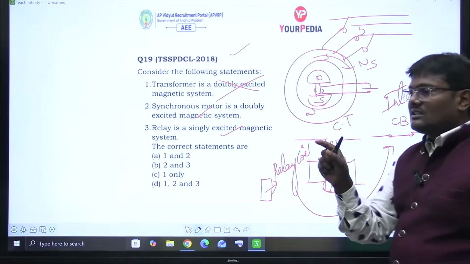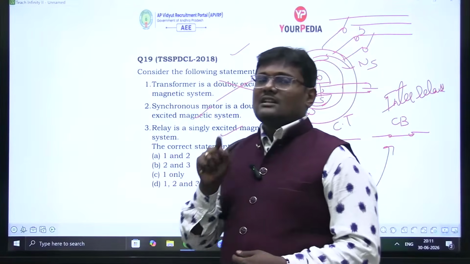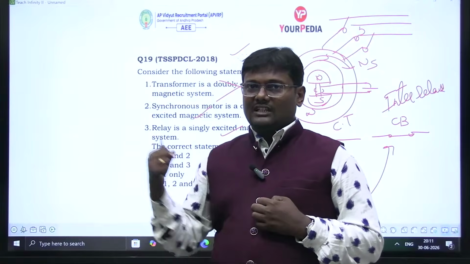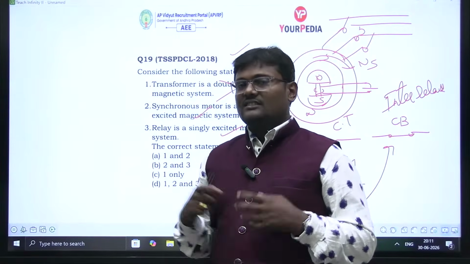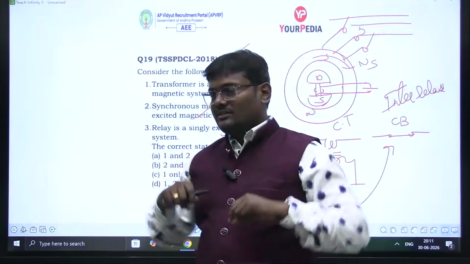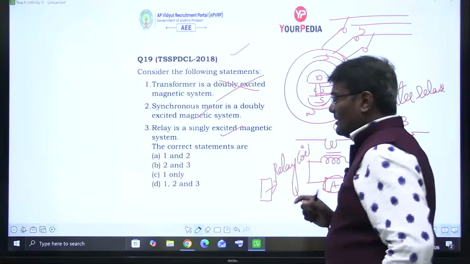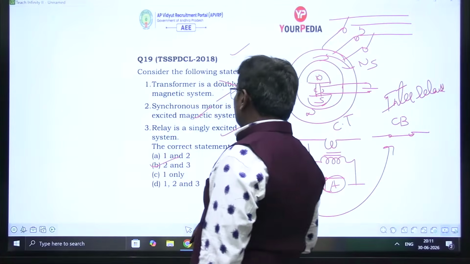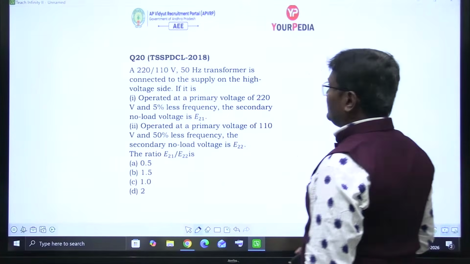The current flows through the relay coil. Then it will pull the plunger, then the circuit breaker will be open circuited. The circuit breaker and relay both are connected. So option B, 2 and 3 are correct.